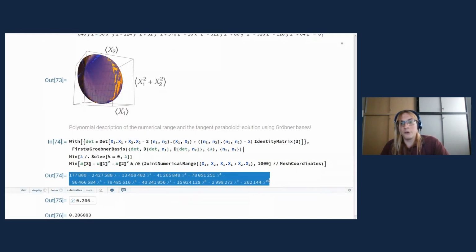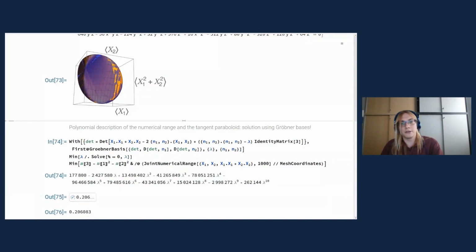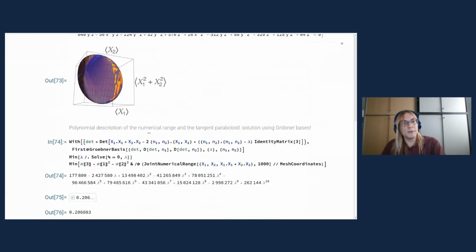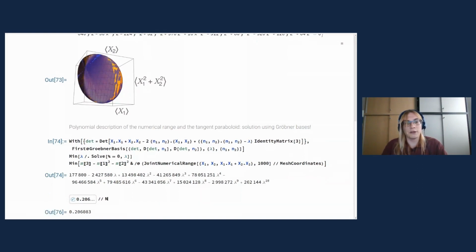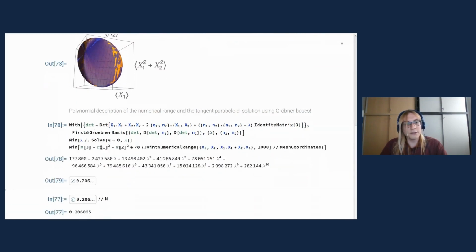So that's what the polynomial describing the sum of variances looks like. It's zero essentially for the sum of variances for which the paraboloid of revolution is tangent to the numerical range, and the minimal root of the polynomial will correspond to the minimal sum of variances. It might have complex roots, of course, but we are looking for a real root.